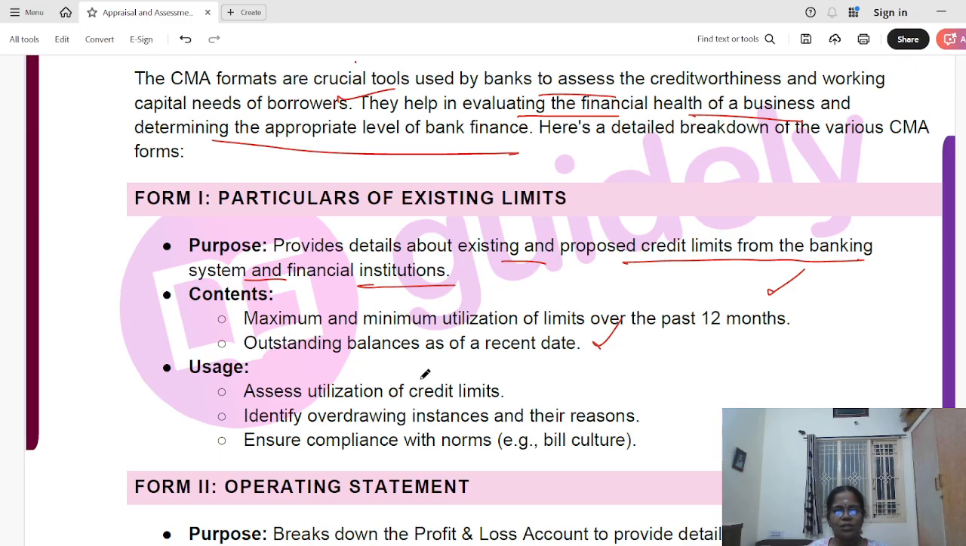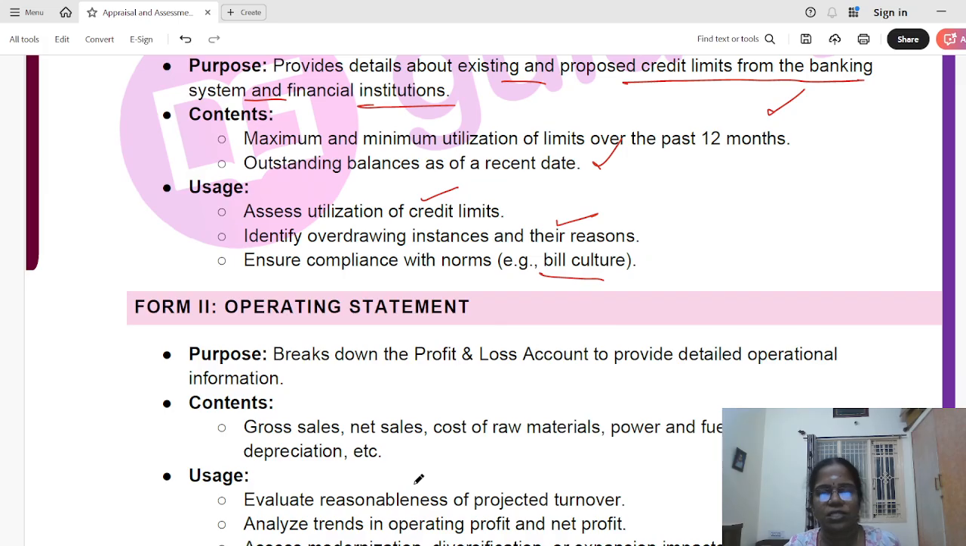Usage: assess utilization of credit limits, identify overdrawing instances and their reasons. And their reasons, சும்மா ஓவர் ட்ரான் பண்ணிட்டாங்க அப்படின்னா அவங்களால ரீபே பண்ணுறது கஷ்டமாக இருக்கும். அதனால அவங்க ப்ராப்பராக அந்த லோனை வந்து ட்ரா பண்ணி யூஸ் பண்ணுறாங்களா, ensure compliance with norms, with discipline and all. Then form 2, operating statement. So it breaks down their profit and loss account to provide the detailed operational information.